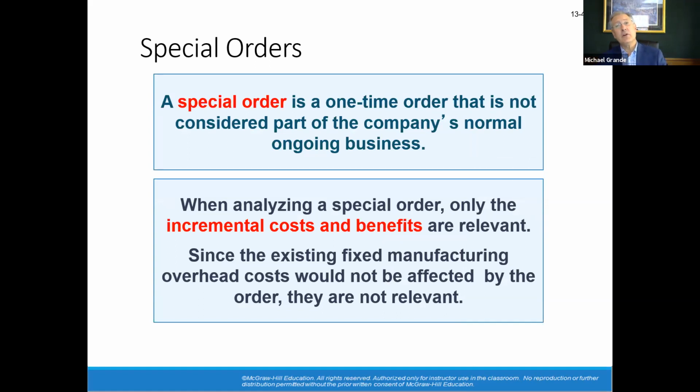Again, when we look at special orders, we're only looking at what comes in simply because they accept the special order, which would be the revenue from the special order, and only the costs that are incurred if they accept the special order. Clearly, things like direct labor, direct materials, variable overhead, and maybe if they had to acquire a special tool to finish off that special order.